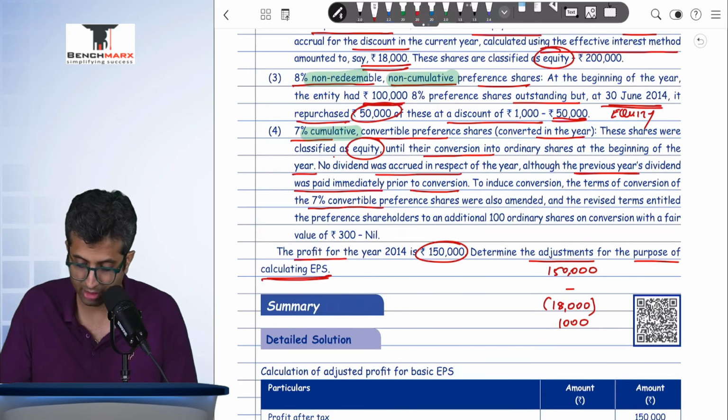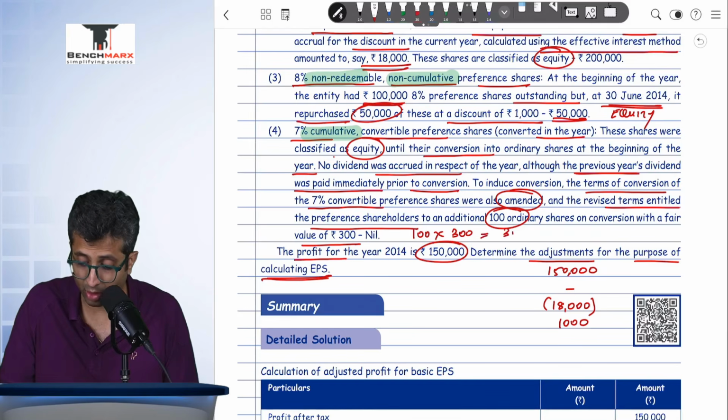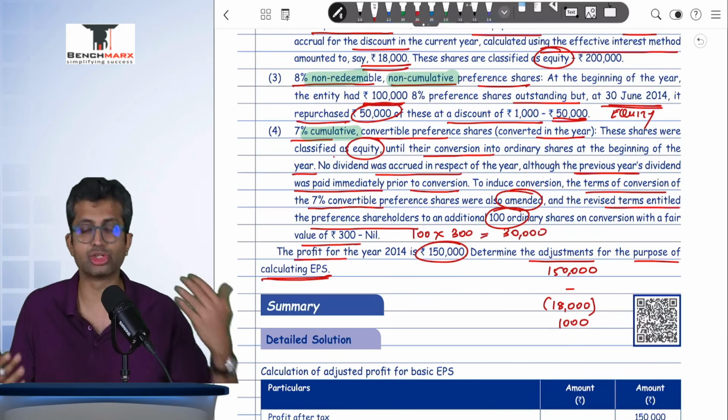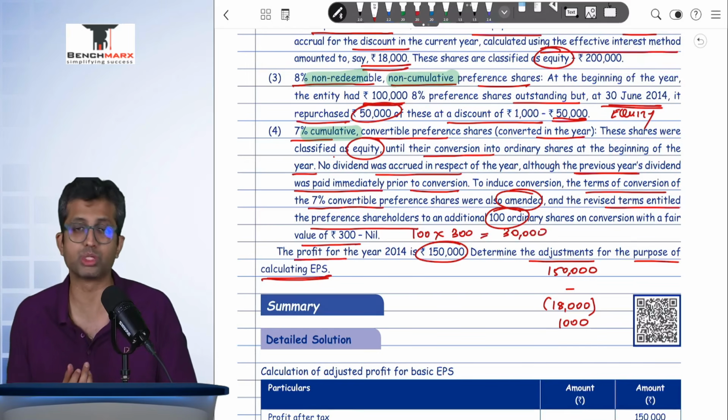Now, to induce conversion, the terms of the conversion of these preference shares were amended, and the revised terms entitled the preference shares to an additional 100 ordinary shares at a fair value of 300. So can I say 100 additional shares at 300, and hence for 30,000 you are paying additionally. To whom are you paying? Well, you are paying to preference shares which are classified as equity.